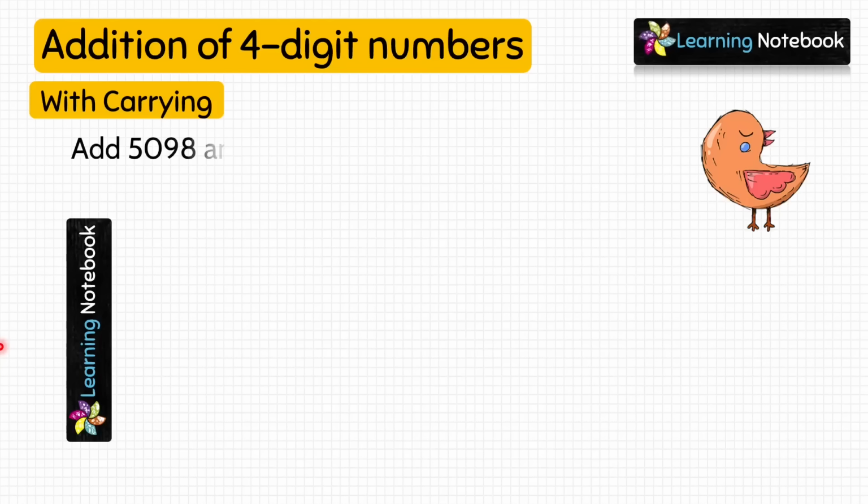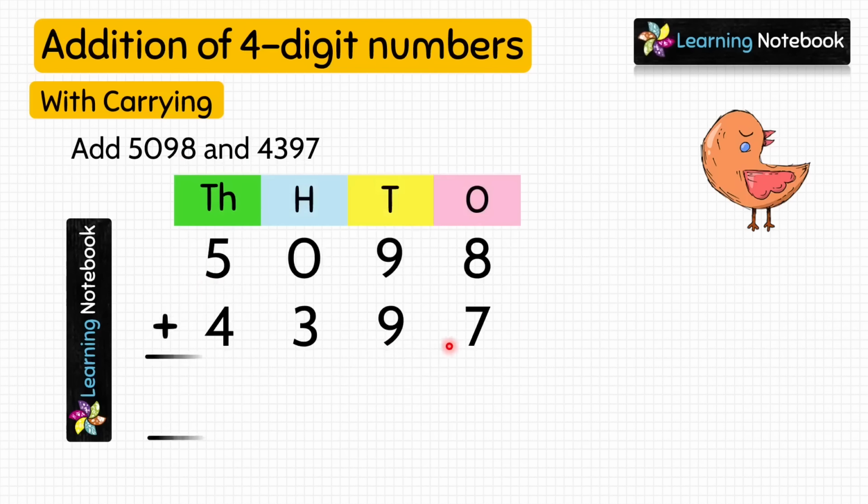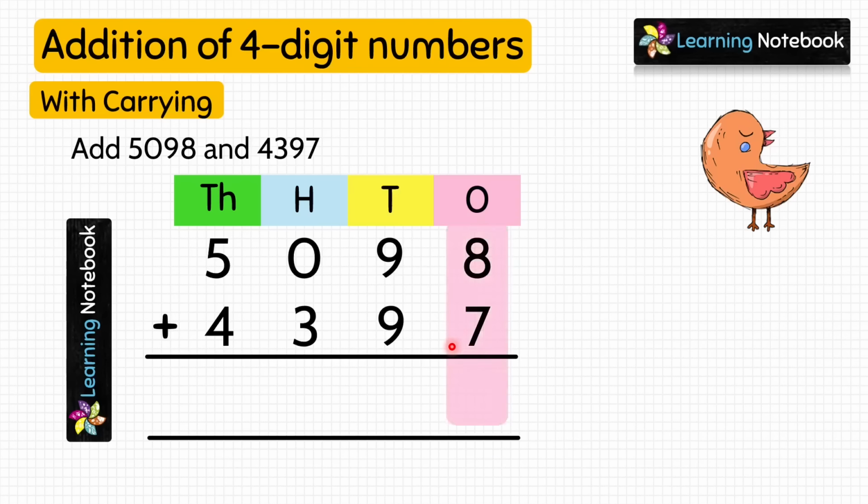Let's do one more example. This time we have to add these two 4-digit numbers. So first write them in column form as shown here. Now we will start adding them from ones place. So 8 plus 7 equals to 15. And since 15 is a 2-digit number, so we will carry 1 to the tens place and 5 comes in the answer.